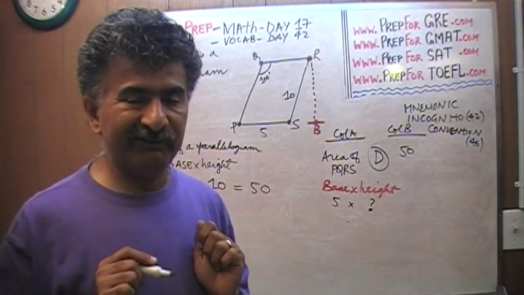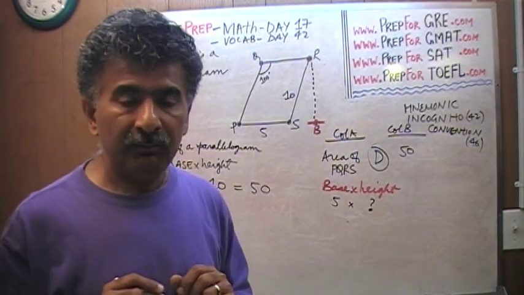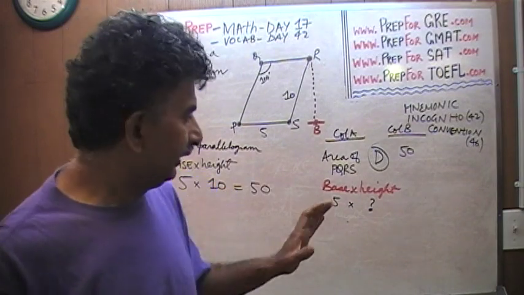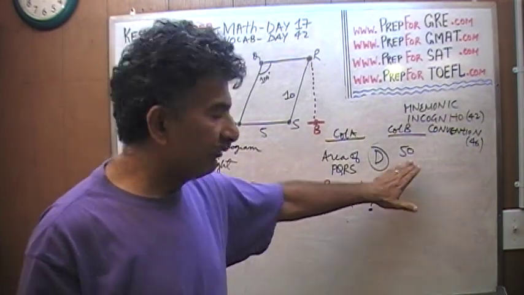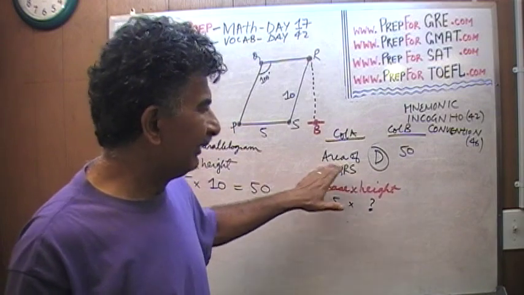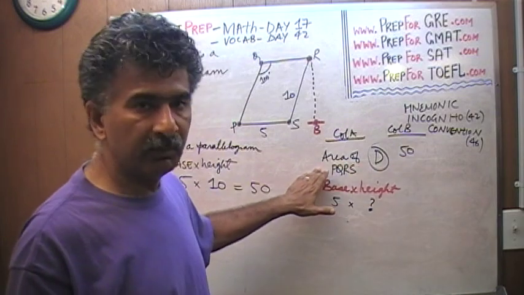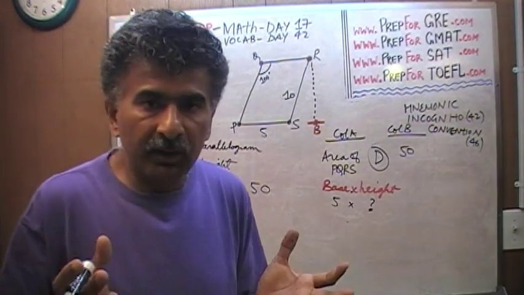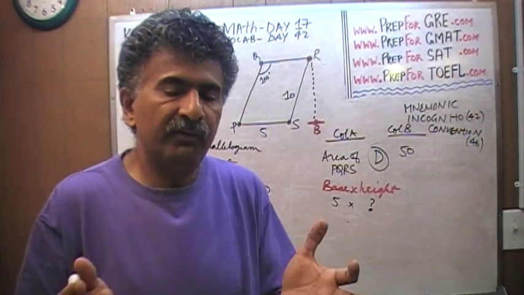What they are missing here is the fact that here we are not being asked what is the area of the parallelogram. That is not the question here. The question here is, does the area of the parallelogram equal 50, or is it less than 50, or is it more than 50? That's all we have to say here. We are not being asked what it is, we are simply being asked how does it compare to 50.